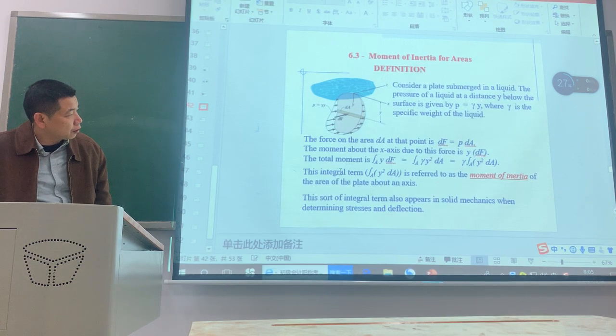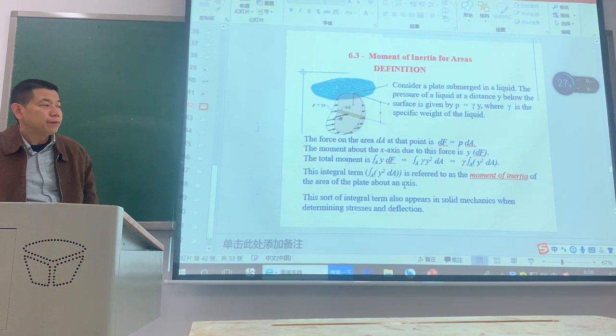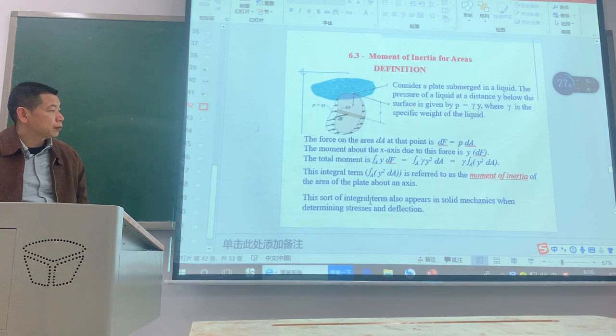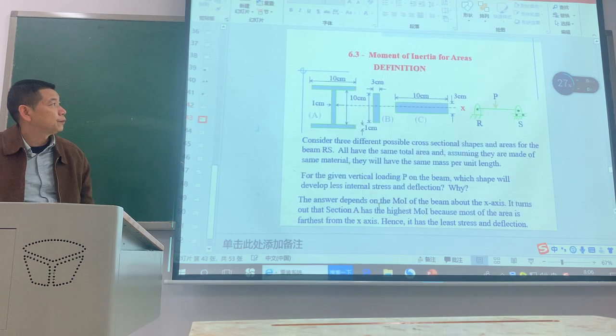The integral term, the integration of y squared dA, is referred to as the moment of inertia of the area of the plate about x. This sort of integral term also appears in solid mechanics when determining stress and deflection. So we have to know what is moment of inertia.